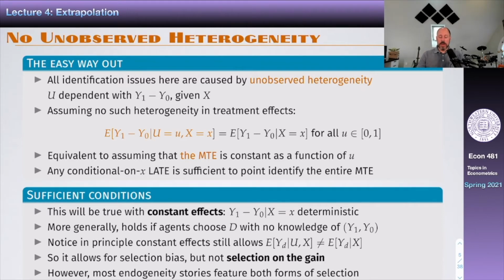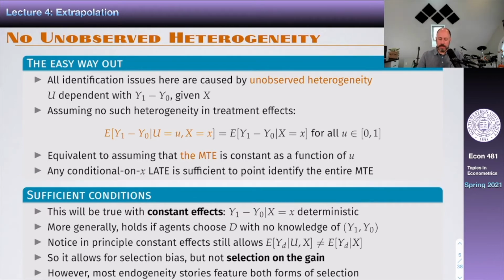If we assume that there is no such heterogeneity, then you can say the expected value of Y1 minus Y0 conditional on U and X is just the expected value of Y1 minus Y0 conditional on X for all U. Then this is assuming that the marginal treatment effect is constant as a function of U. Okay. And so any conditional on X LATE is sufficient to point identify the entire marginal treatment effect, because you will identify the marginal treatment effect in some area and then it's constant. So you can just extrapolate here and there.